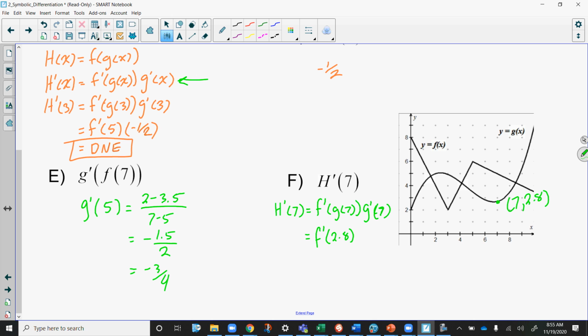And g prime of 7, we got that from example E, so we'll use that same negative 3/4 value. Oh, nope, I'm lying. That was g prime of 5, wasn't it? All right, so what is g prime of 7? We're looking for the slope at that same point, g of 7.